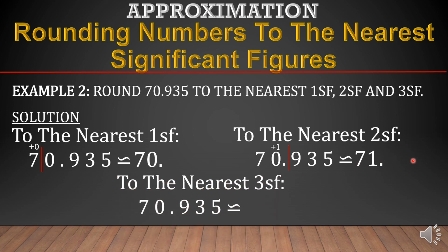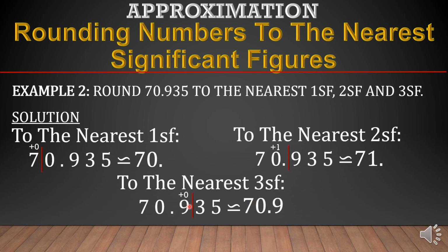Okay, the final one we have is to the nearest 3 significant figures. So we'll count our first, our second and our third. So our line will come right after 9. Then we'll check the number immediately after 9. We're having 3, so we'll be rounding down because 3 is less than 5. To round down, we add plus 0, so we're having 70.9.